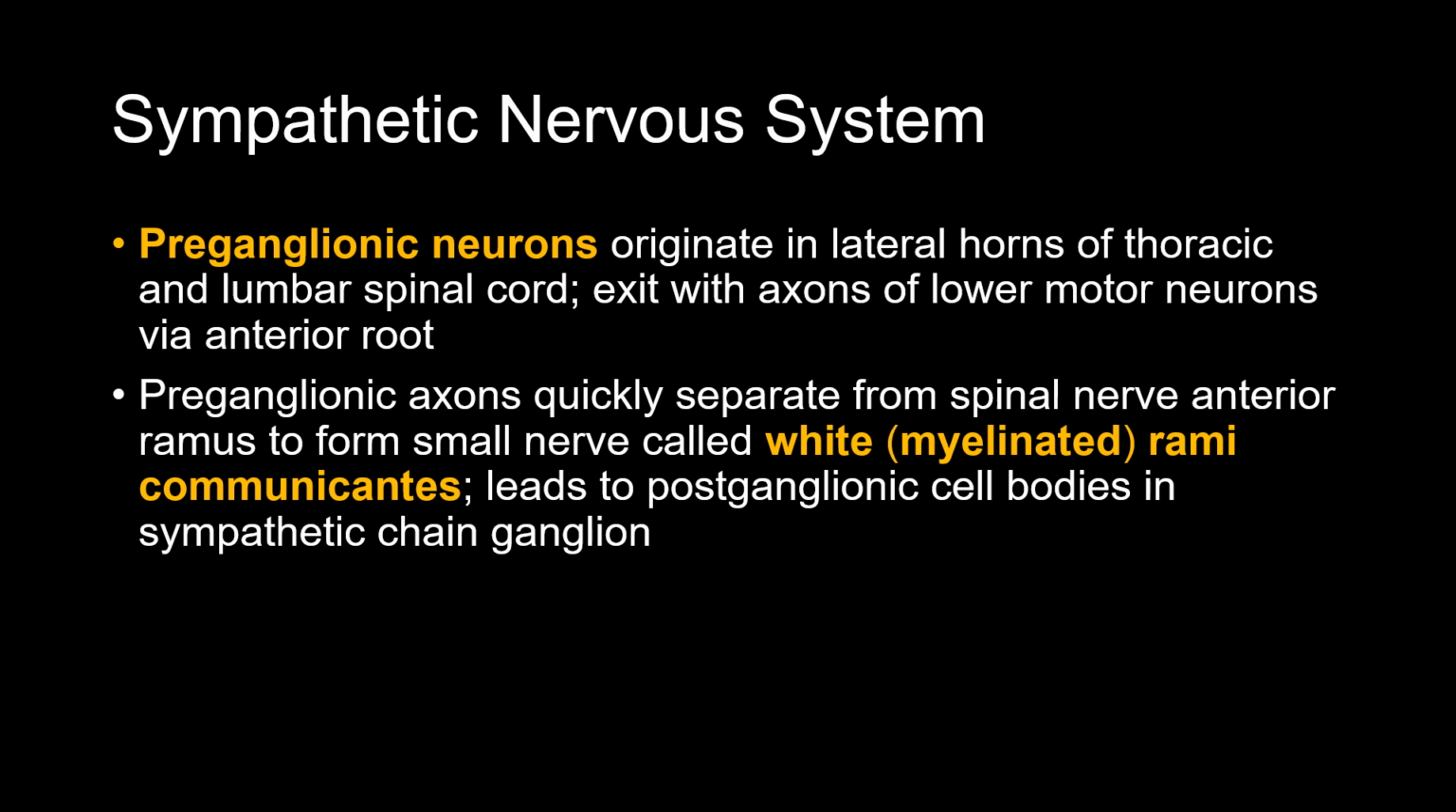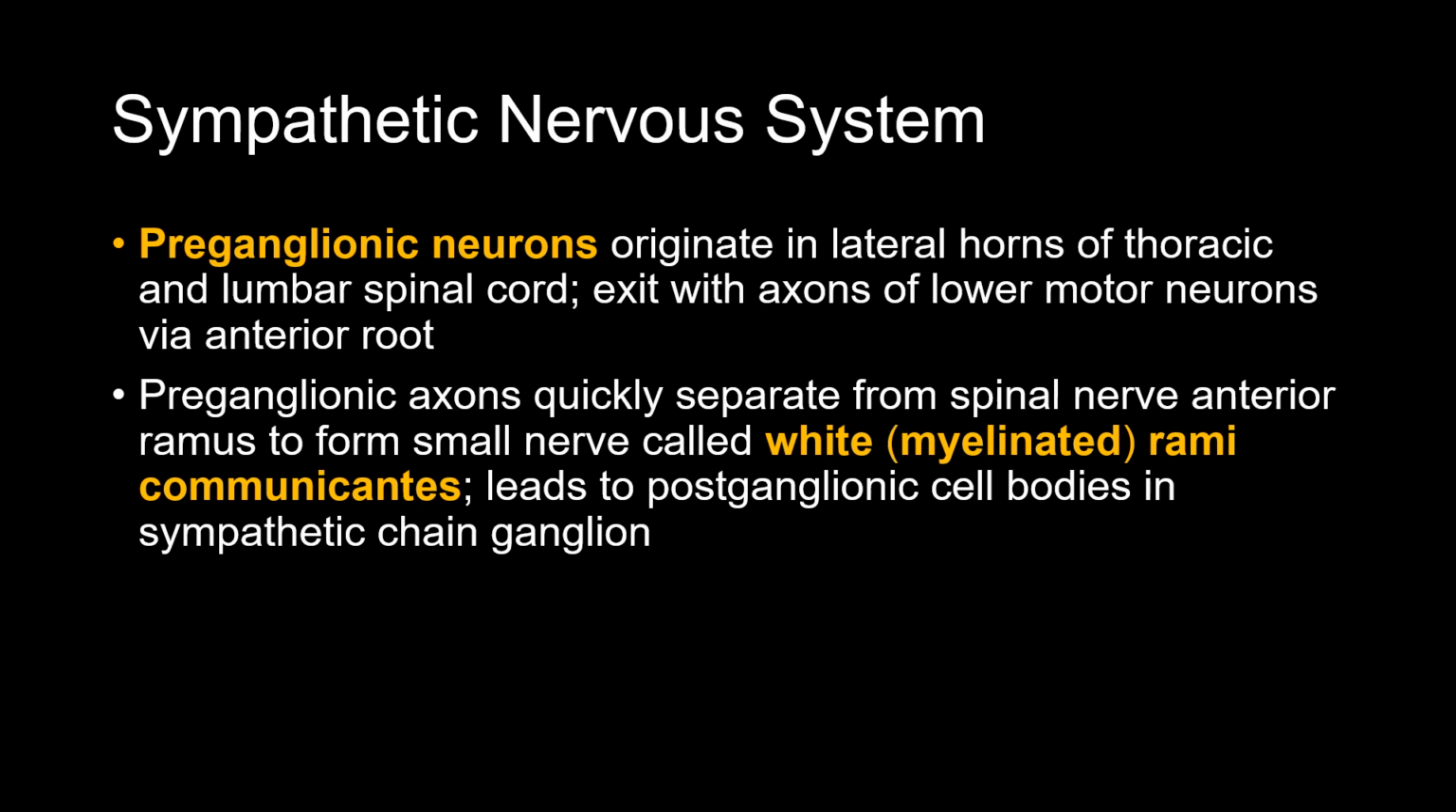The preganglionic axons quickly separate from the spinal nerve anterior ramus to form a small nerve called the white ramus, and that just refers to the fact that it's myelinated. So this is the white rami communicantes, and this leads to postganglionic cell bodies in the sympathetic chain ganglion.